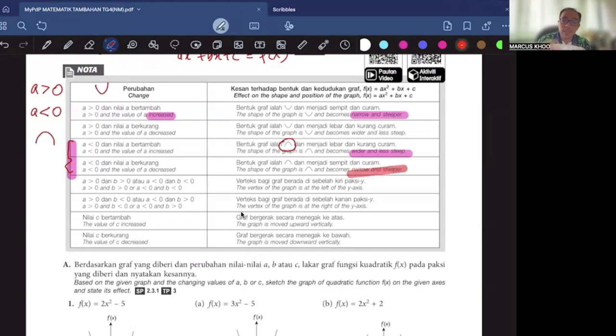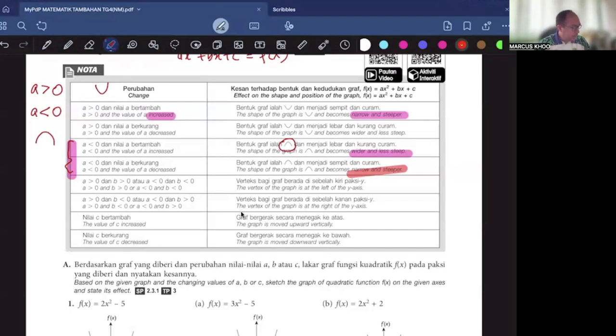So it's not just about increasing or decreasing. It all depends on what the starting A is. If the A is positive and you increase the A, it becomes steeper, narrower. But if the A is negative and you increase the A, it becomes wider. So there are 4 conditions here. You have to be very clear on which one is which.